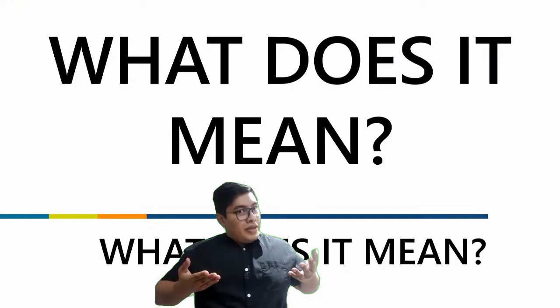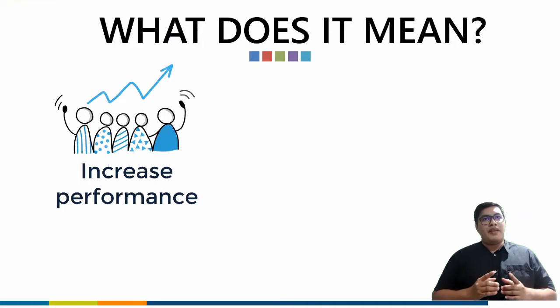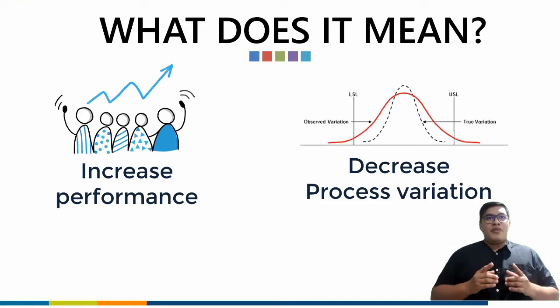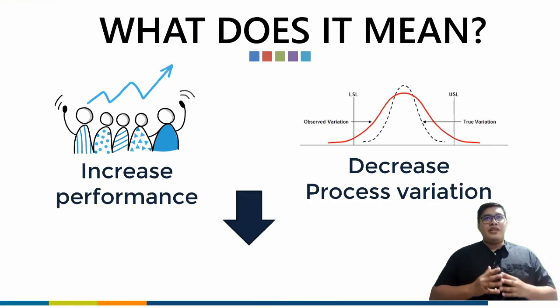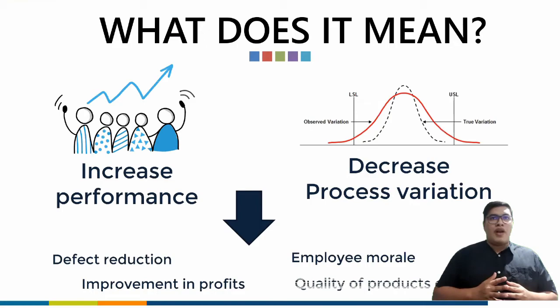Six Sigma is a method that provides organizations tools to improve the capability of the business process. This increases the performance and decreases process variation, and we do emphasis in variation reductions. This helps in defect reductions and improvement in profits, employees' morale, and quality of products and service.